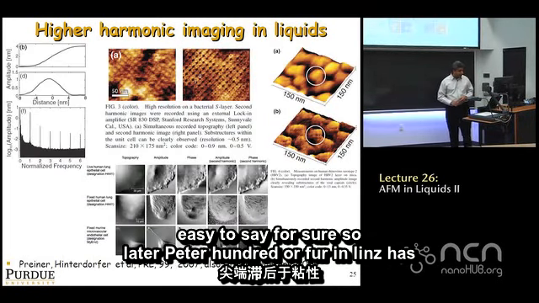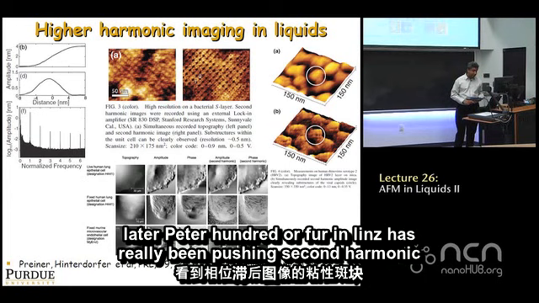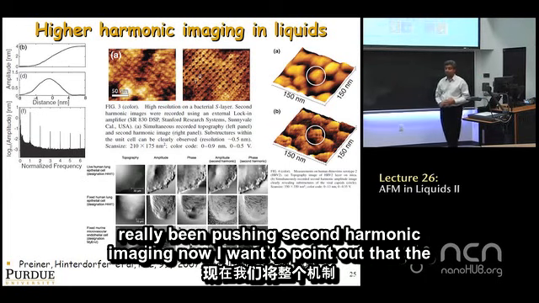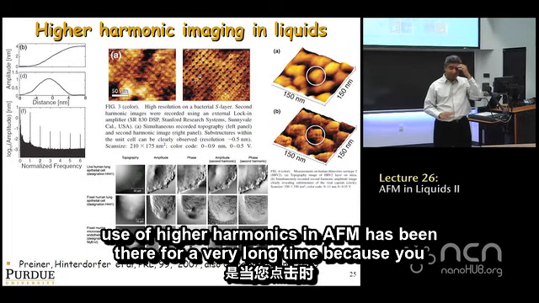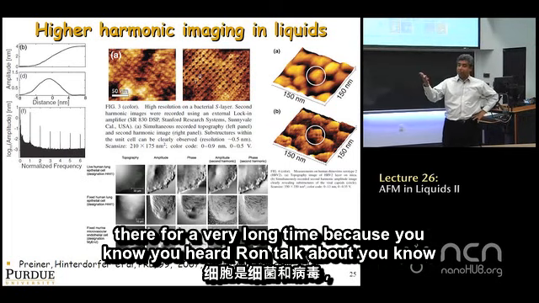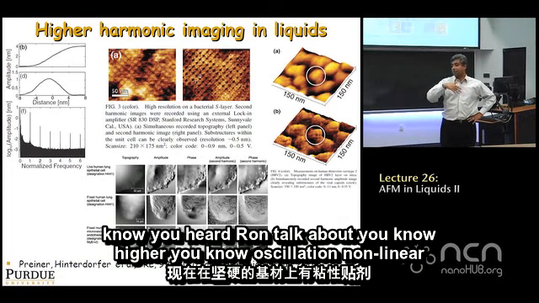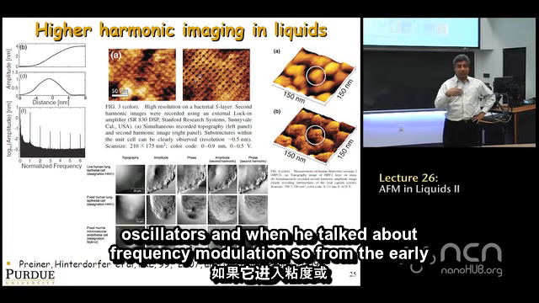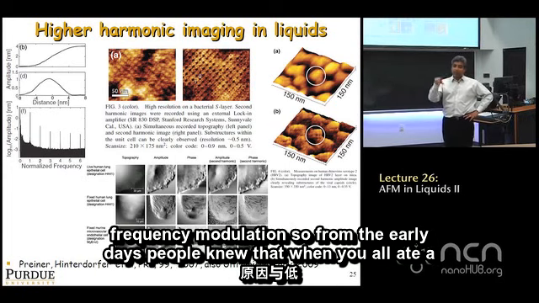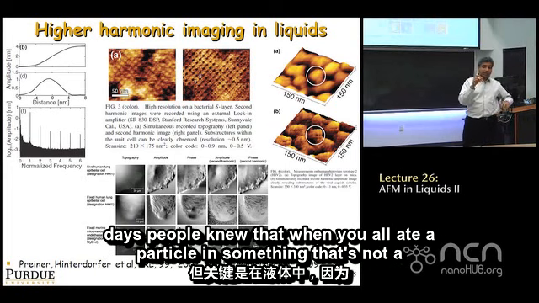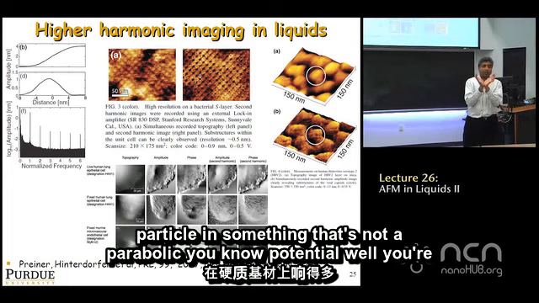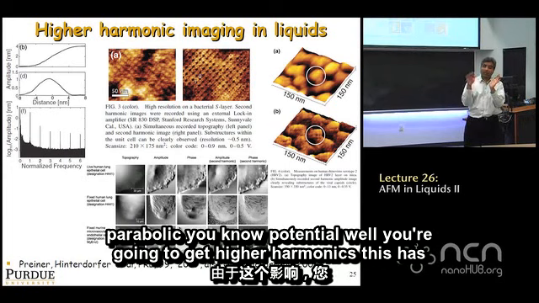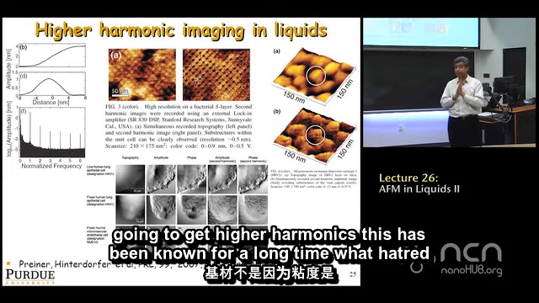Later, Peter Hinterdorfer in Linz has really been pushing second harmonic imaging. Now, I want to point out that the use of higher harmonics in AFM has been there for a very long time, because, as you heard Ron talk about nonlinear oscillators when he talked about frequency modulation, from the early days people knew that when you oscillate a particle in something that's not a parabolic potential well, you're going to get higher harmonics. This has been known for a long time.